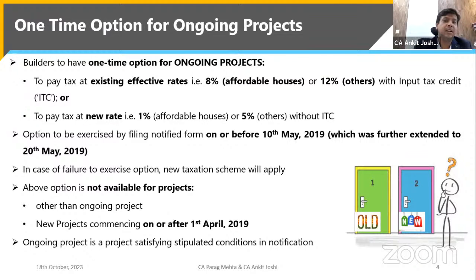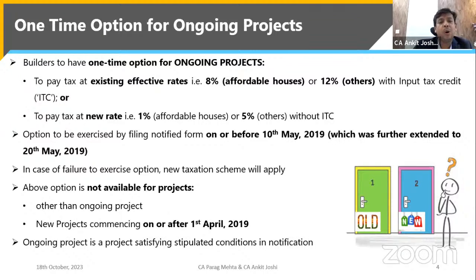So builders who had ongoing projects as on 1st April 2019 had to opt for one of two options: either to pay tax at the current rate, which was 8% or 12%, whatever applicable, and avail the input tax credit, or pay GST at the rate of 1% or 5% without any ITC.